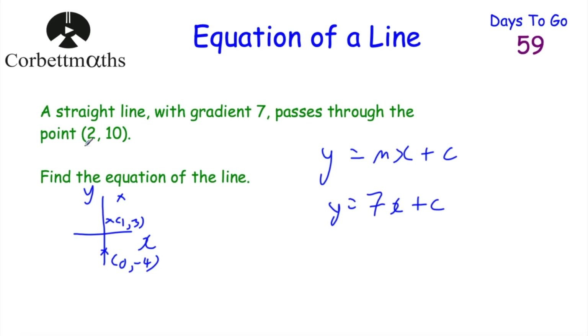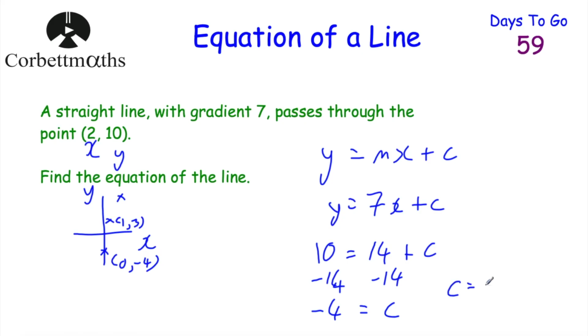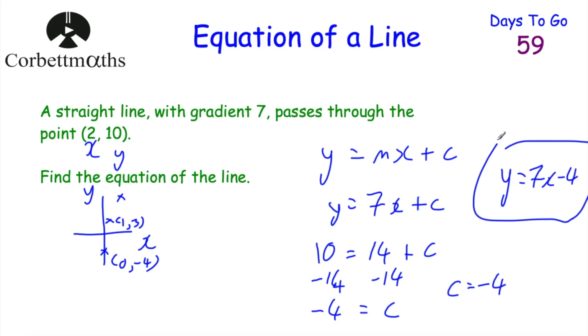I personally like to call this x and y, the x-coordinate and the y-coordinate, because I know the line passes through this point, so we can substitute these into the equation. So instead of y, we've got 10 is equal to 7x, that's 7 times 2, which is 14, plus c. If we take away 14 from both sides, we get 10 take away 14 is minus 4, and that's equal to c. So c is equal to minus 4. That means the equation of this line would be y equals 7x minus 4, because its gradient is equal to 7 and its y-intercept is equal to minus 4.